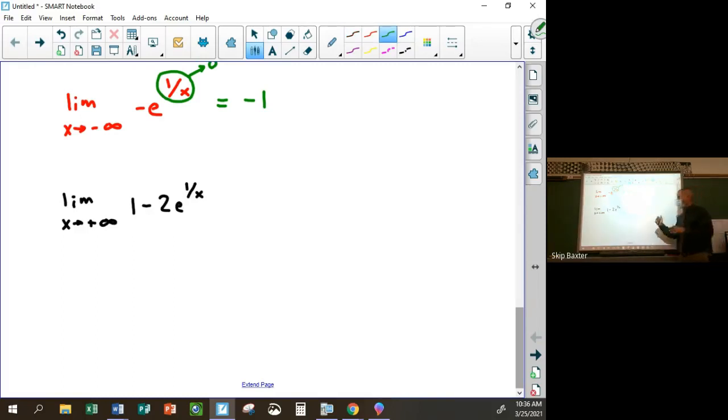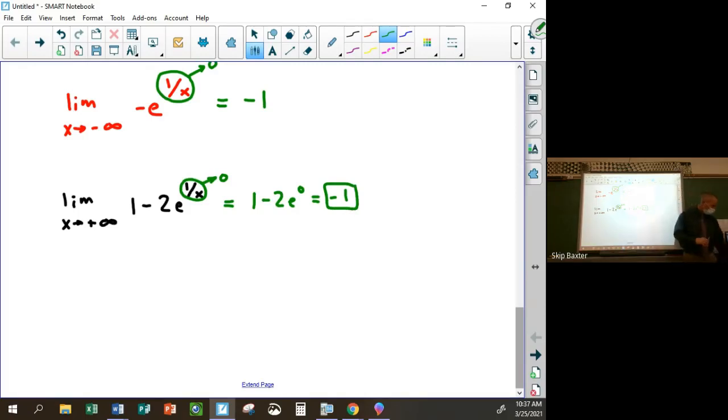So let's use the same reasoning. What is this exponent headed towards? 0 again, right? It doesn't matter that we're going to positive infinity. If the denominator gets bigger and bigger, whether it's negative or positive, it's going towards 0. So this whole thing is getting closer and closer to 1 minus 2e to the 0, which is just 1 minus 2. The answer is negative 1 here as well.